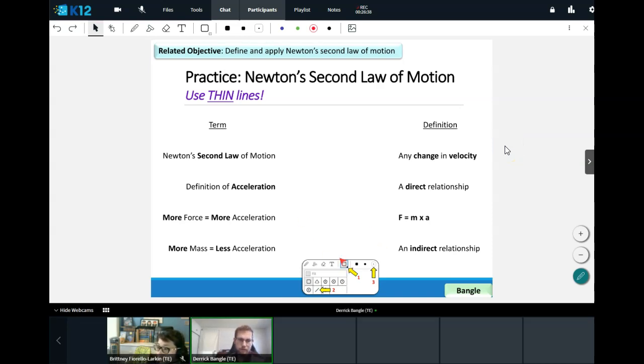Enabling our whiteboard tools, so make sure you know how to do this. Remember, choose the box icon, smallest font, use the line, and draw a line from the terms to the definitions. We have terms here such as Newton's second law of motion, definition of acceleration, more force equals more acceleration, and more mass equals less acceleration. We're going to match these to our definitions, in which we have options such as any change in velocity, a direct relationship, F equals m times a, and an indirect relationship.